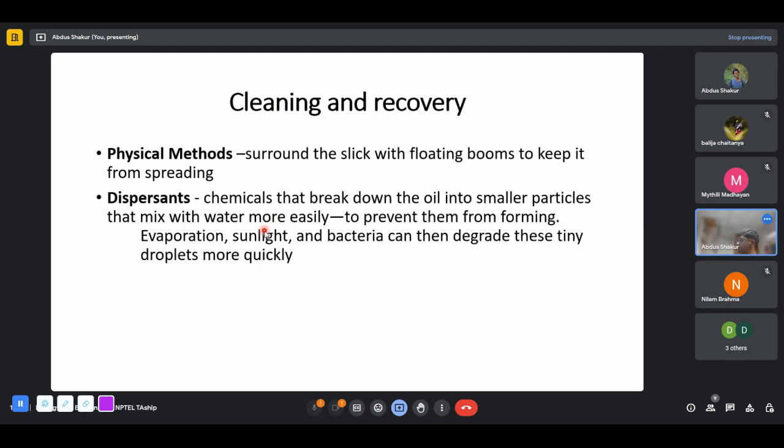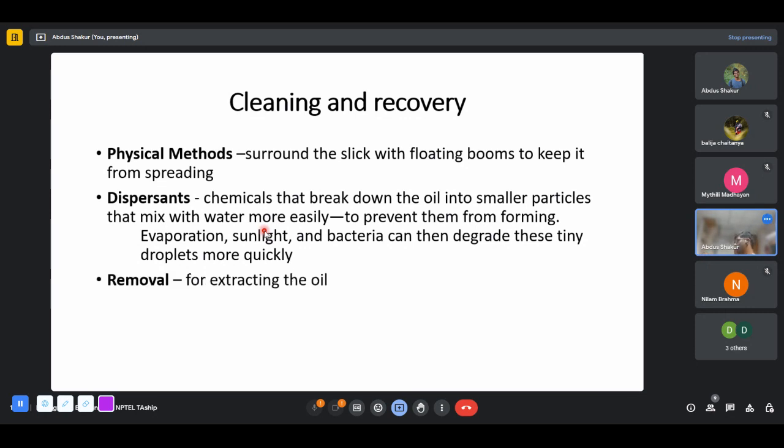Once they did that, in some areas they couldn't even use physical methods, so they just used dispersants, which are basically chemicals that break down oil into smaller particles. Since oil forms a huge layer, when you add these chemicals, they break the oil into tiny particles, so that the tiny particles can mix with water easily and prevent the formation of a huge slick that can affect the bigger organisms. These smaller particles are easy for bacteria or sunlight to degrade, rather than having a single sheet to degrade.